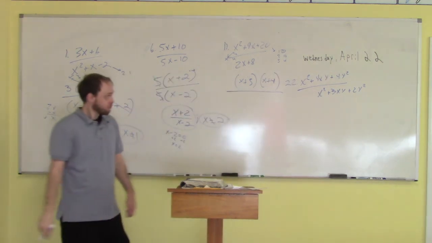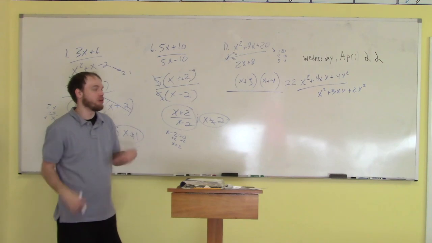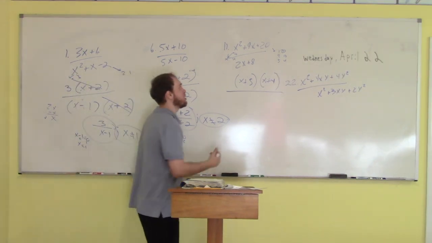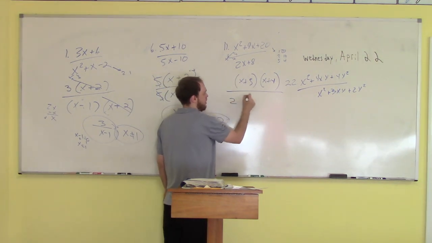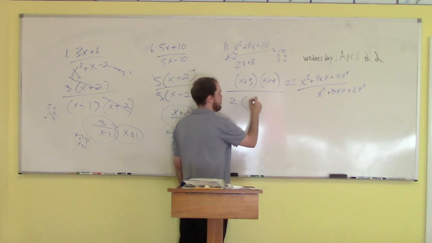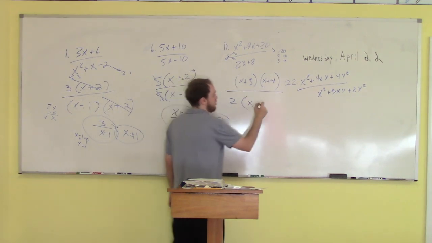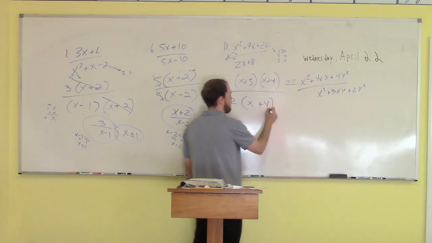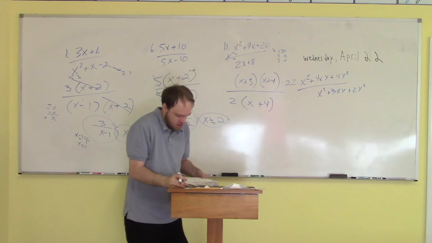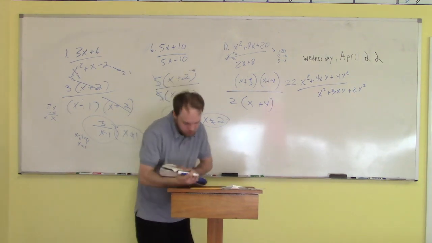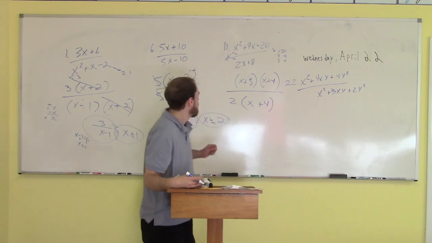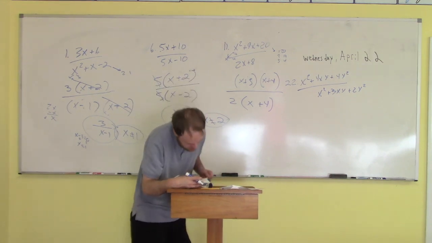Now the bottom, 2x plus 8. What do the 2x and the 8 have in common? They don't have an x in common, but they do have a 2 in common. So I can factor out a 2. And then the 2x divided by 2 just leaves me with an x. 8 divided by 2 leaves me with a 4, so it's x plus 4. So there we go, x plus 4. And so looking at that now, when I'm looking at it, what cancels? Does anything cancel?